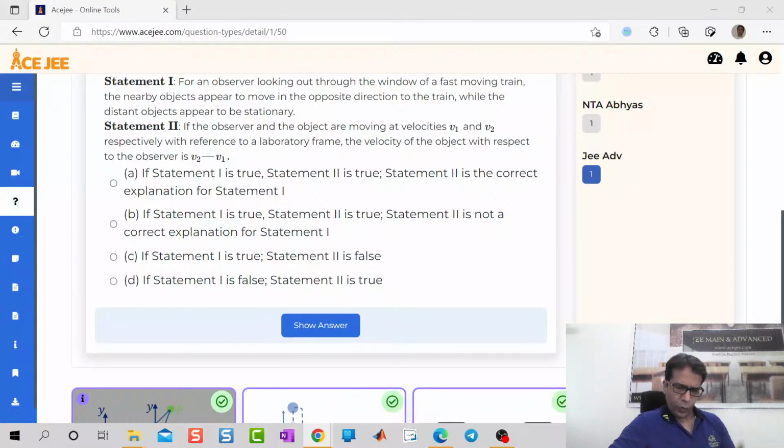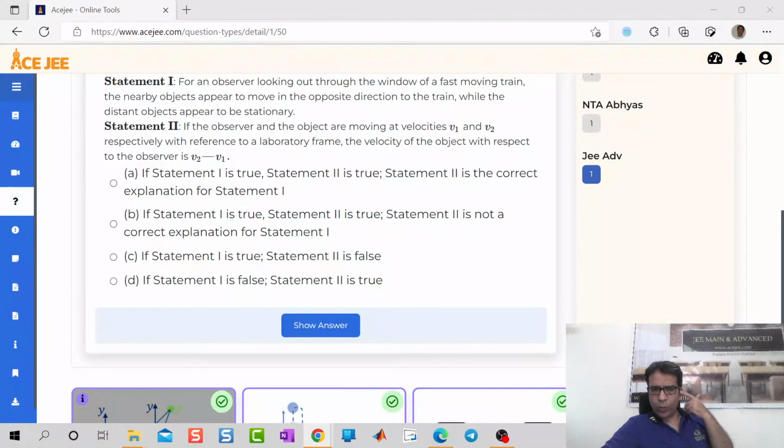Okay. So we'll go back to that question. I think that's a fairly good question. Let's look at this one. For an observer looking out through the window of a fast moving train, the nearby objects appear to move in the opposite direction to the train, while the distant objects appear to be stationary. Statement 2 says if the observer and the object are moving at velocities v1 and v2 respectively with reference to a laboratory frame, the velocity of the object with respect to the observer is v2 minus v1. That is correct, and even statement 1 is correct.